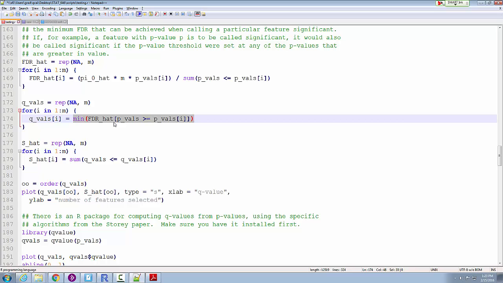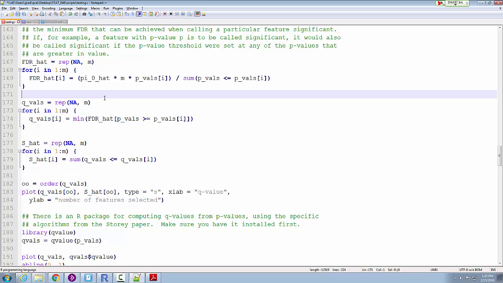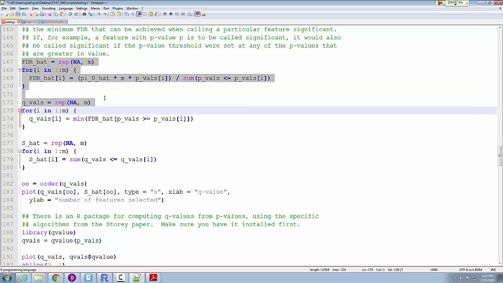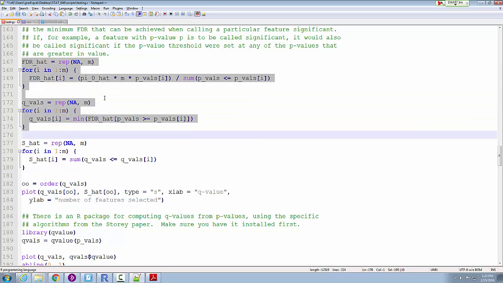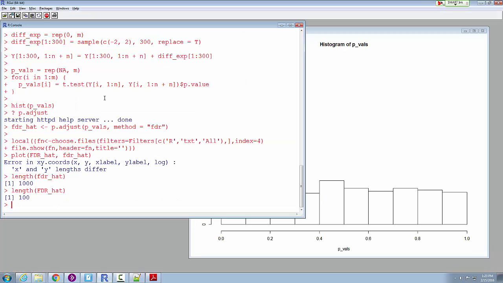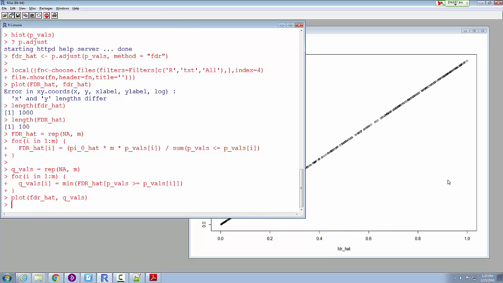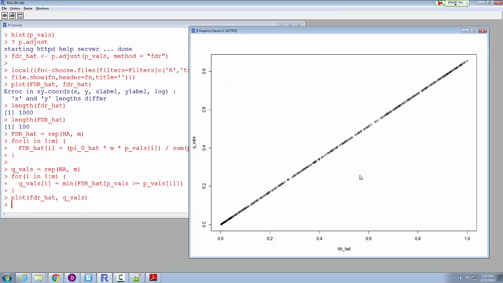So I don't really care that you know the formula here. This is how you can compute a Q value. I just want to compare them with what just came out of p.adjust, because p.adjust is what I would recommend you use in practice. It's handy for quickly taking p-values and turning them into false discovery rates. I would just like to compare what it gives me to what I computed myself. So now let's plot what came out of p.adjust versus what we computed. And if they're not exactly the same, they're very, very close.